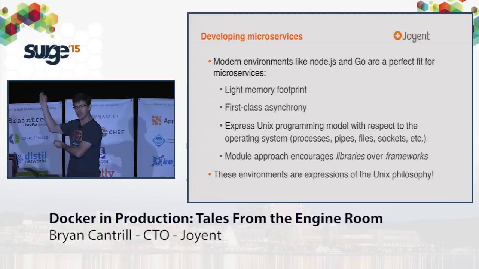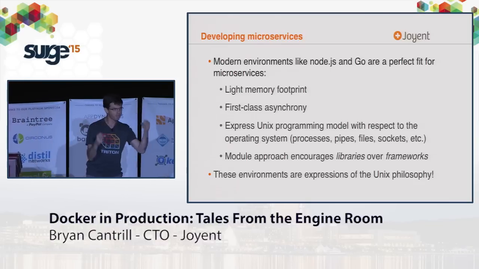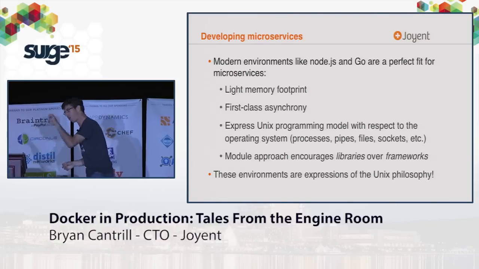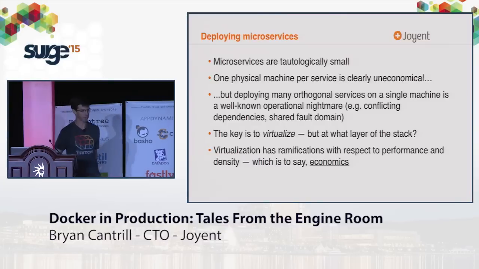But these new environments are much lighter weight. They're much smaller. We're not going to fly to Hong Kong here with a JVM. We're going to do something much smaller, with much less memory impact. We've got first-class asynchrony. We're not going to block the world when we need to block, and so on. And these environments are an expression of the Unix philosophy, and the whole idea of libraries over frameworks and so on.